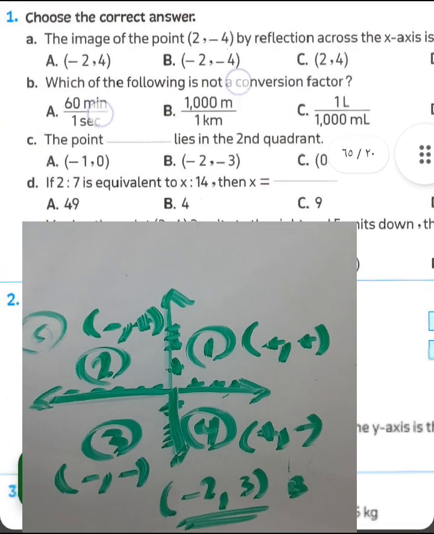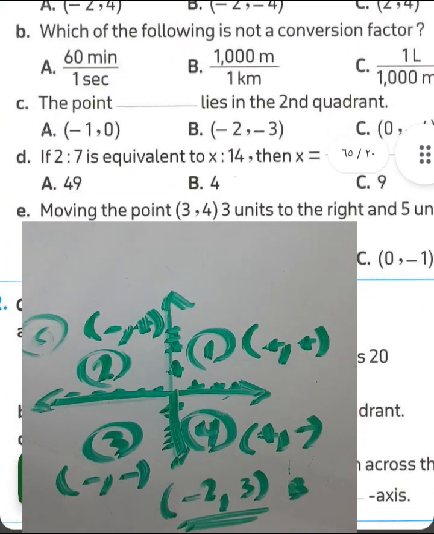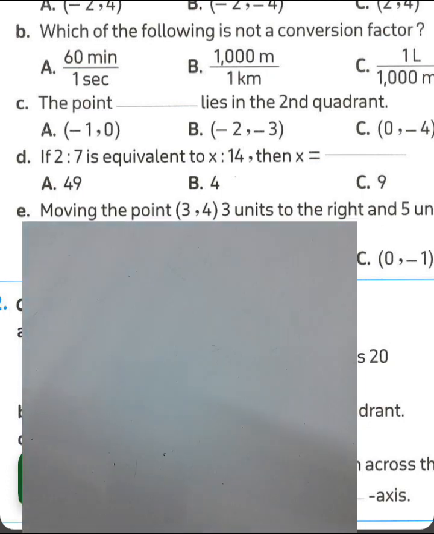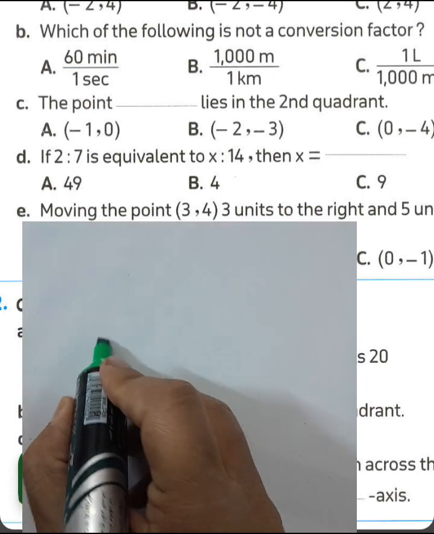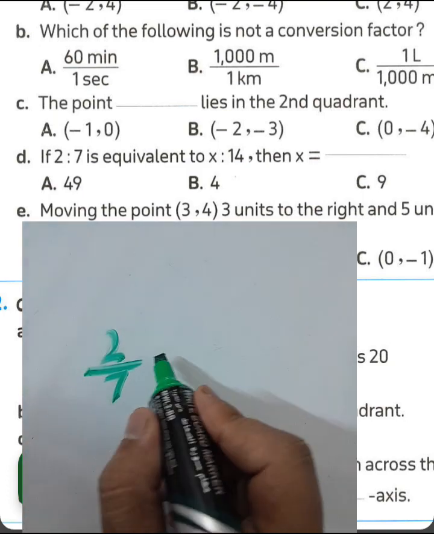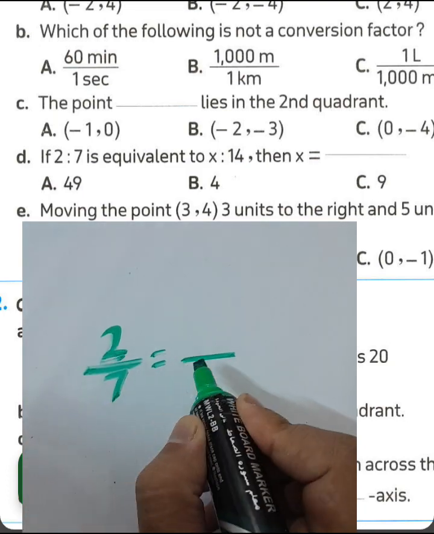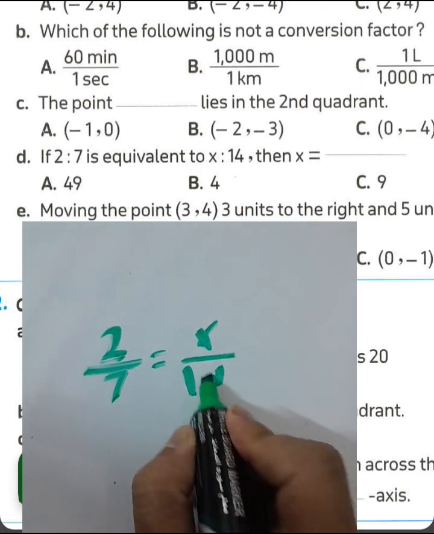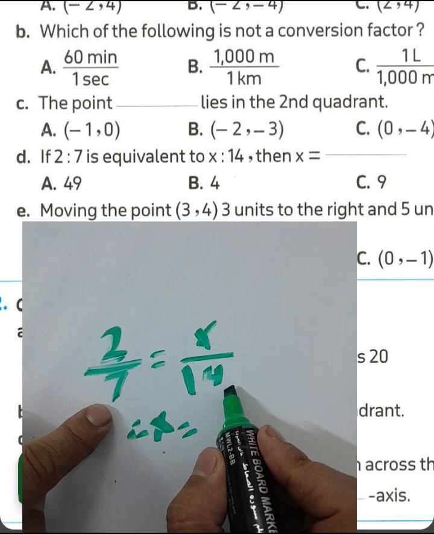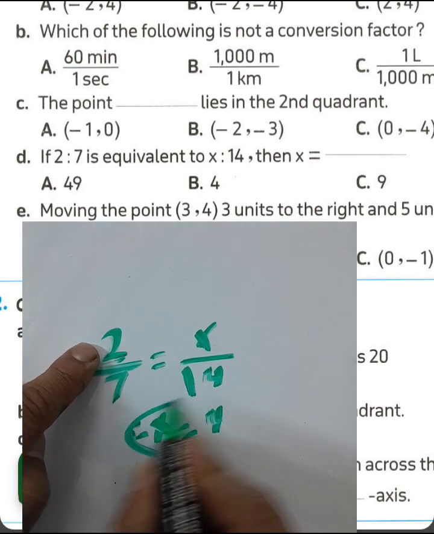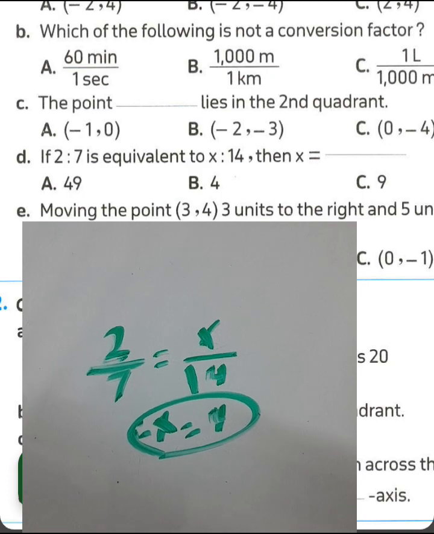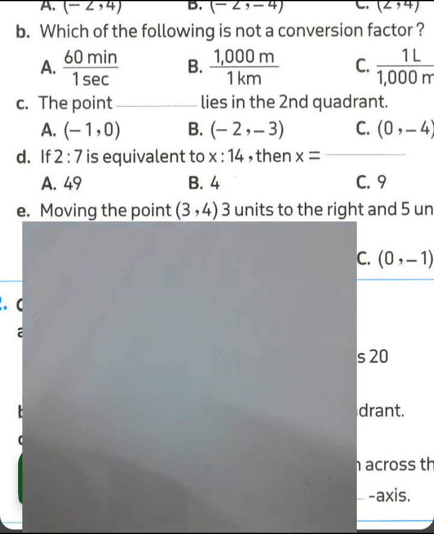Next question: if 2 to 7 is equivalent to x over 14, then x equals what? We can write the ratio between 2 and 7 equivalent to x to 14. We want to find the value of x. 2 times 7 equals 14, so 2 times 2 equals 4. Then the value of x equals 4. Next, question letter E.